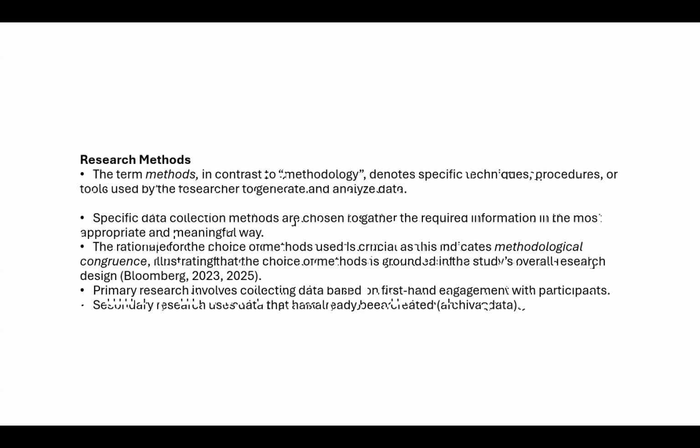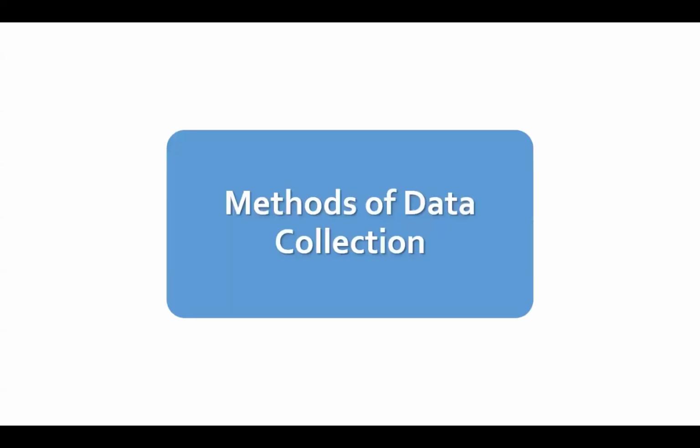Primary research involves collecting data based on first-hand engagement with your research participants, and secondary research uses data that has already been created. It's archival data. It already exists. And so the methods that are used in qualitative research, as I mentioned earlier, which are interviews, focus groups, open-ended questionnaires, critical incident questionnaires, observation, those are not used in quantitative research. In quantitative research, we use statistical procedures.